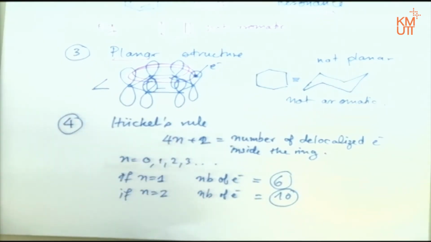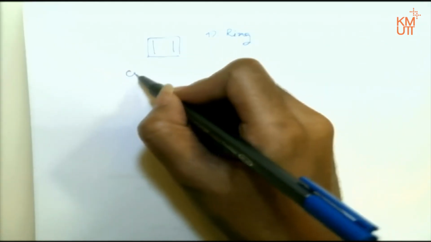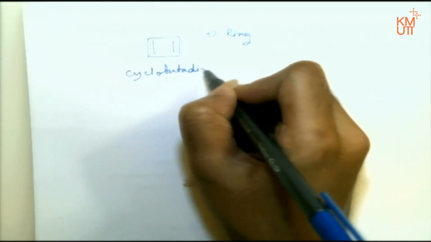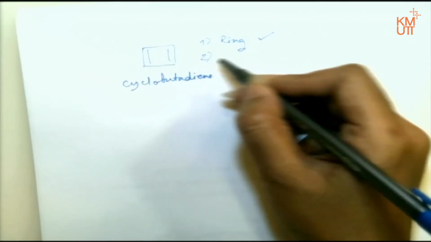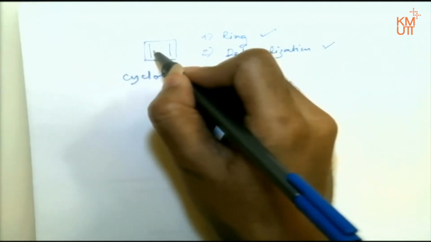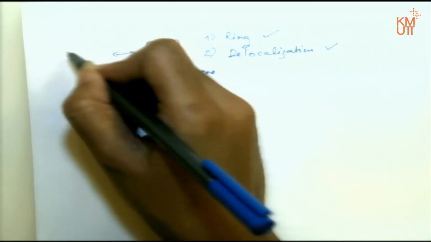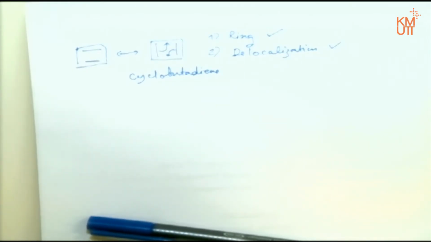For example, the structure of cyclobutadiene. If I ask you, is this aromatic or not? First, this is a ring. This is cyclobutadiene. Is this a ring or not? Yes. Second, is delocalization possible? Yes, because you can move electrons to form another structure. So it looks like cyclobutadiene is aromatic. But it is not aromatic because cyclobutadiene does not follow the rule.